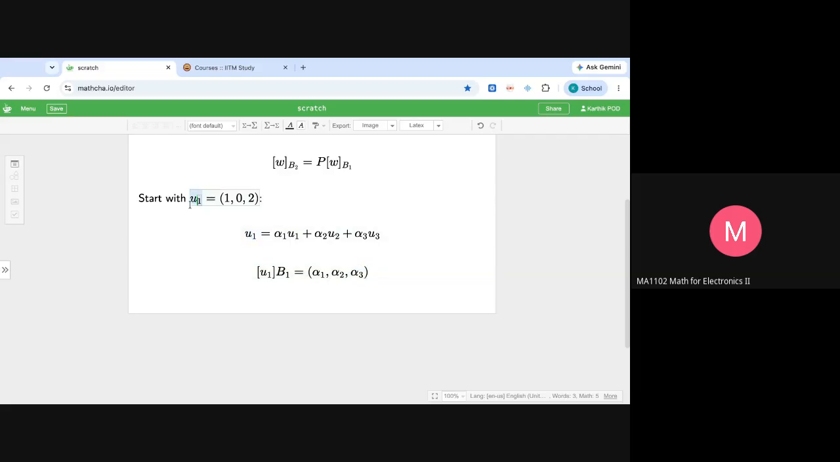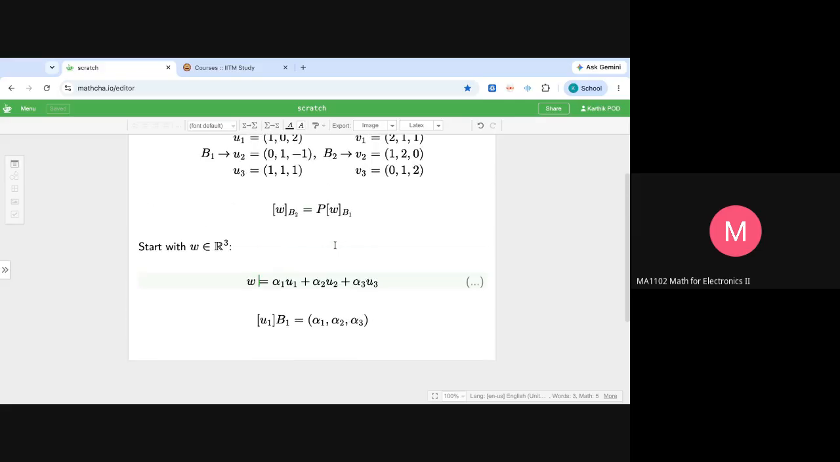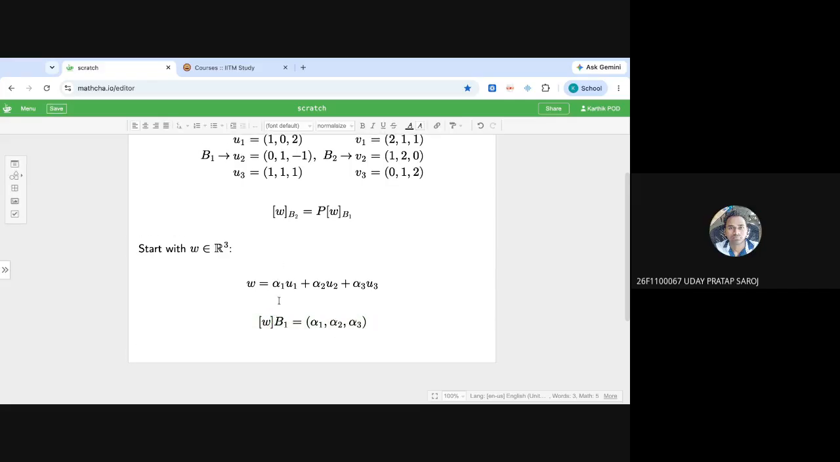In fact, start with some W in R3. Since U1, U2, U3 is a basis, you can express W in terms of the basis. So the coordinates of W in that basis will therefore be alpha 1, alpha 2, alpha 3. I think that much is clear.